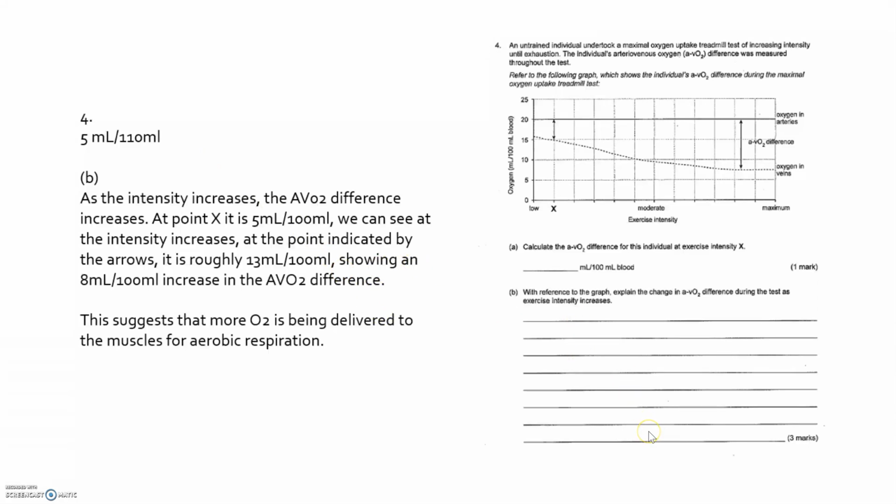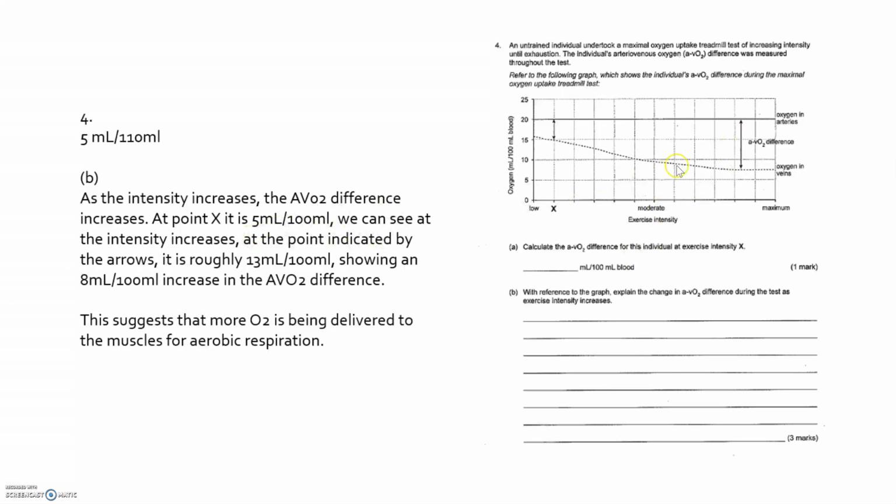Part B says, with reference to the graph, explain the AVO2 difference during the test as intensity increases. So you don't even need to know what AVO2 difference means. It just asks us to read the graph. So we could say here, as the intensity increases, the AVO2 increases. All right, so there's 1 mark.